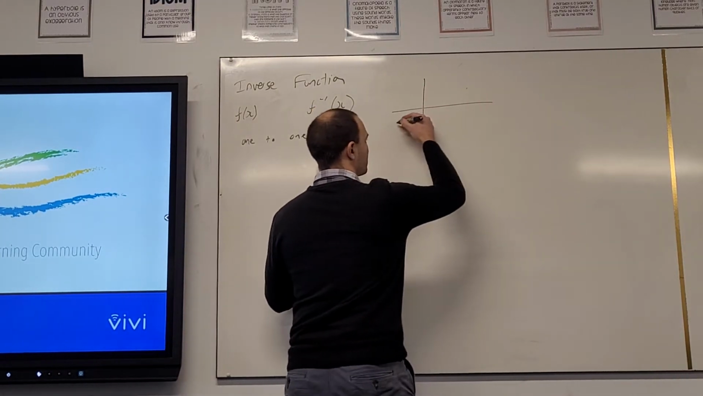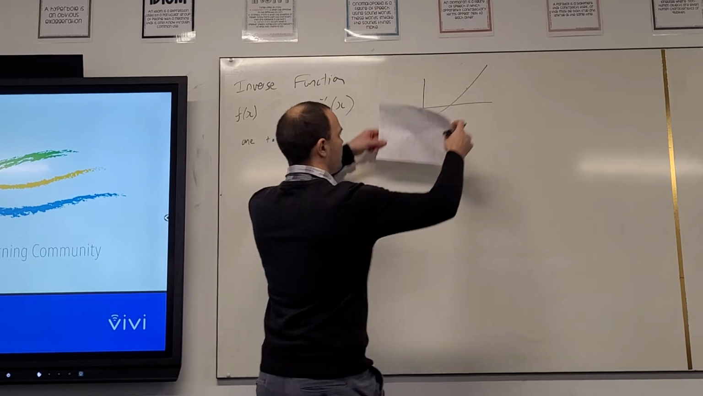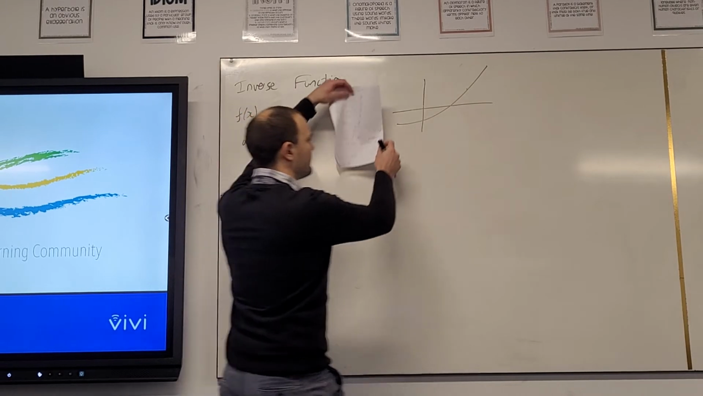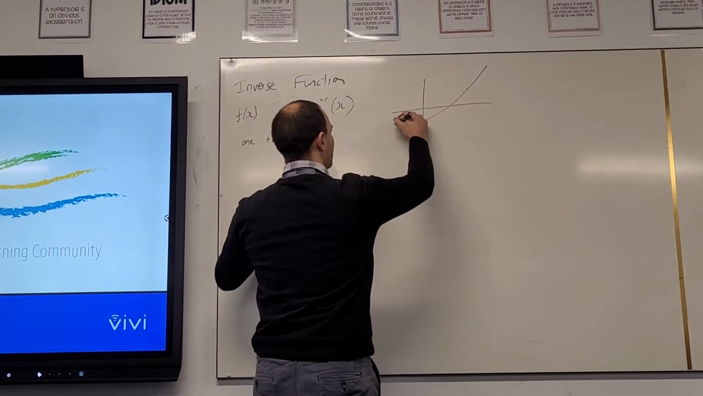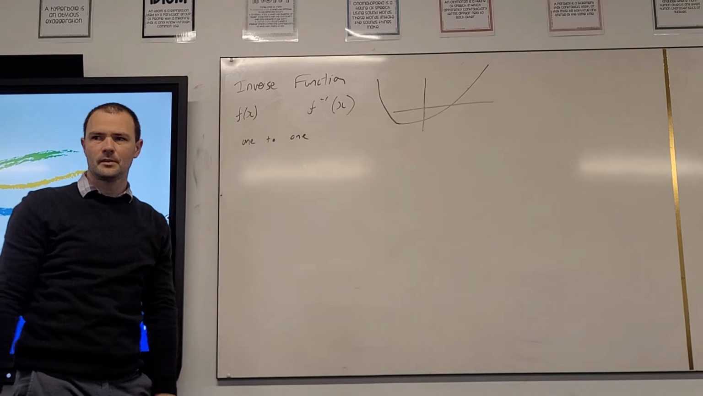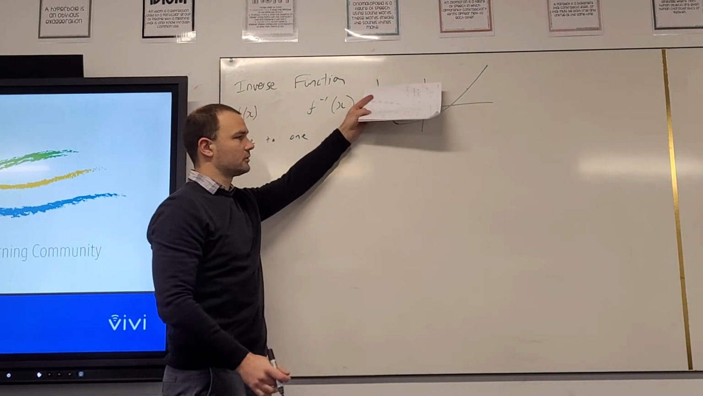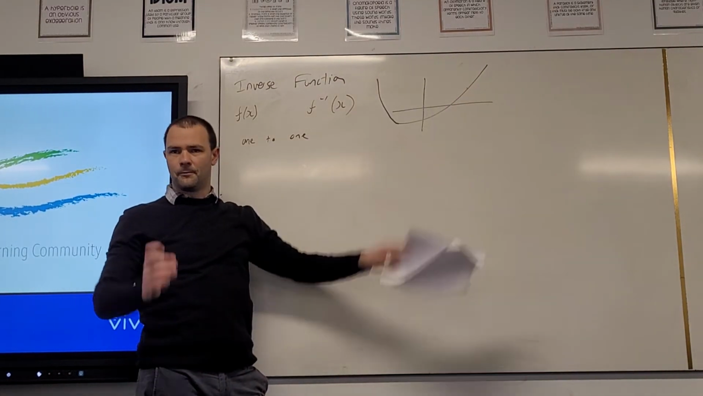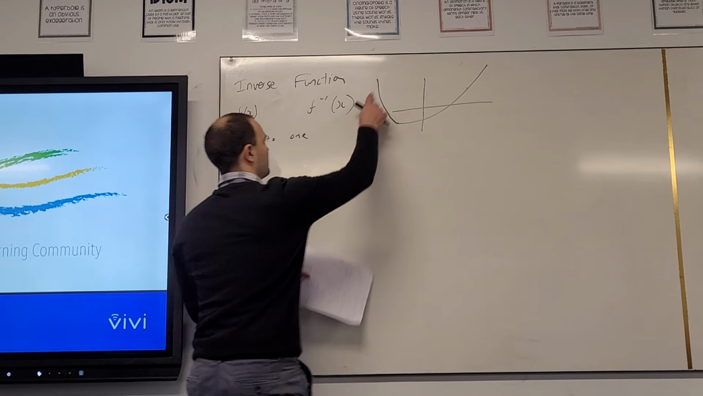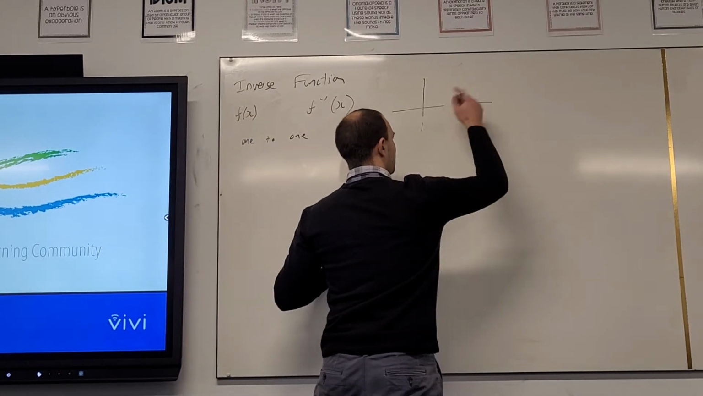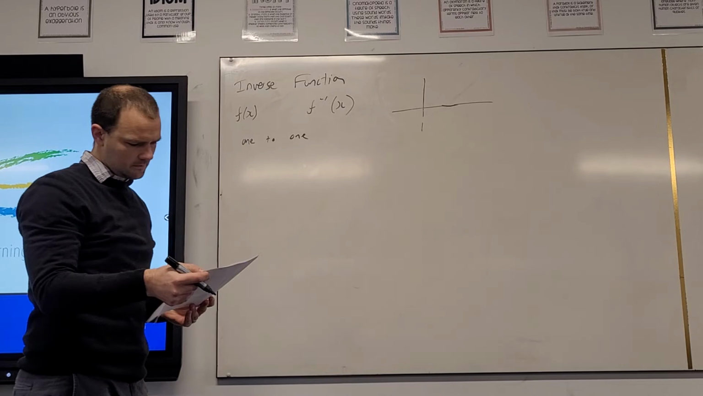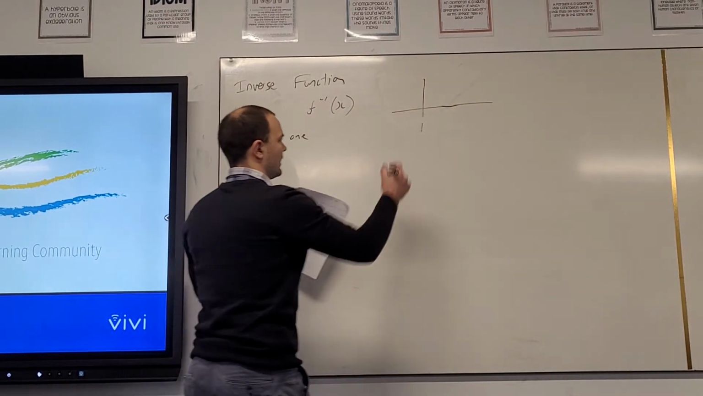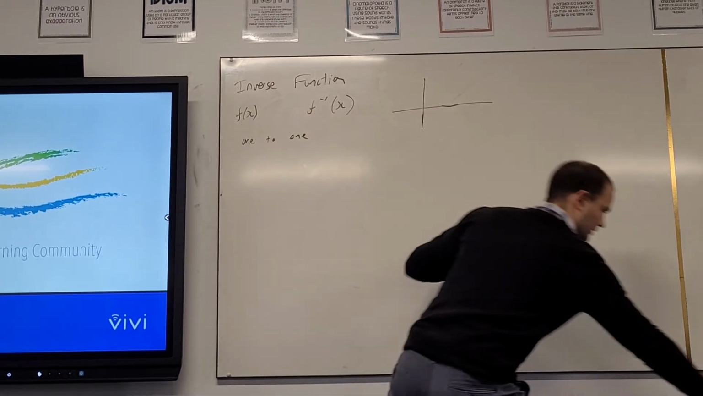If we have this function here, we can see it passes the horizontal line test, that is, it only crosses the function once, and it passes the vertical line test. However, if it were to extend up here, all of a sudden it doesn't pass the horizontal line test because it crosses the function twice. So it no longer has an inverse. For it to have an inverse, it must be 1 to 1. Now, was there any other property of inverses? Let's draw the inverse now to illustrate it.